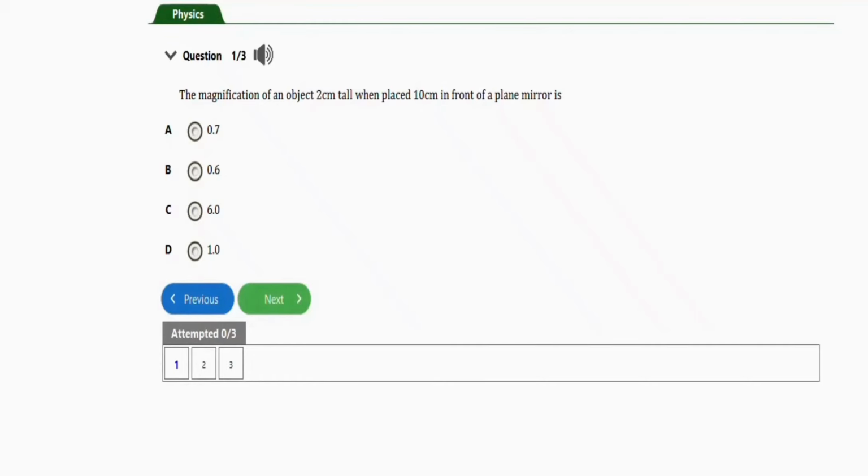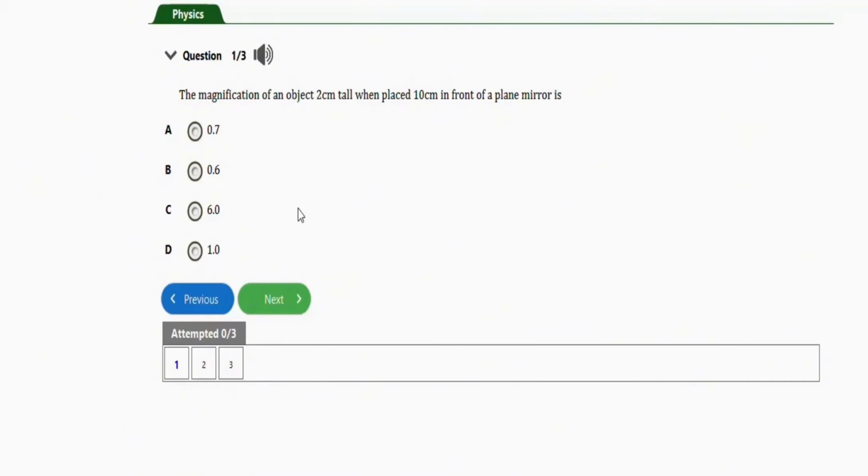In this video, we're going to learn how to solve problems involving linear magnification for your JAMB Physics. We are going to practice with 3 repeated questions for this subtopic, a reflection of light. So let's get started. The first one I have here says the magnification of an object 2 cm tall when placed 10 cm in front of a plane mirror is what?